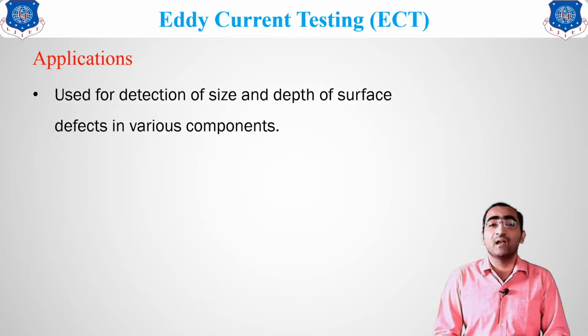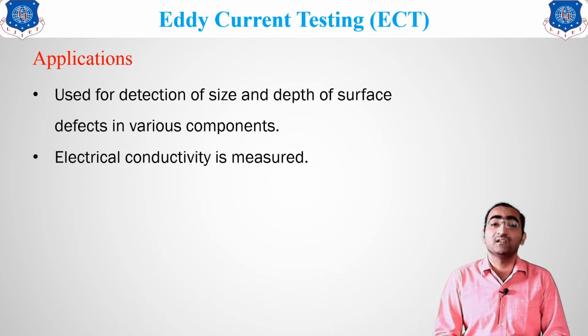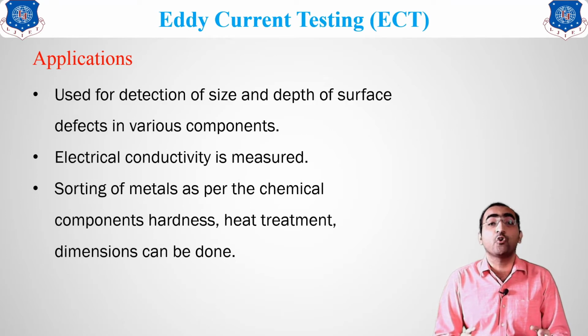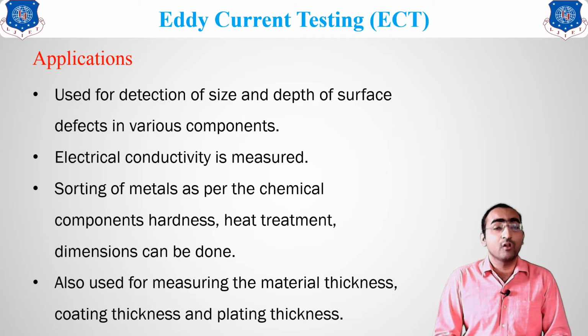Where can we use the application? It is used to find the size and depth of surface defects in various components. Electrical conductivity can also be found out. Sorting of the material by chemical composition, hardness, and heat treatments can be done with the help of this eddy current testing method. It is also used to measure material thickness, coating thickness, and any type of thickness with the help of this eddy current method.